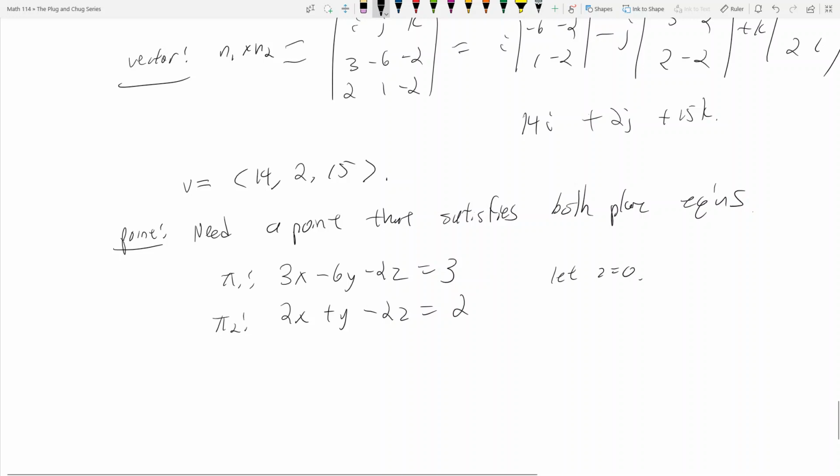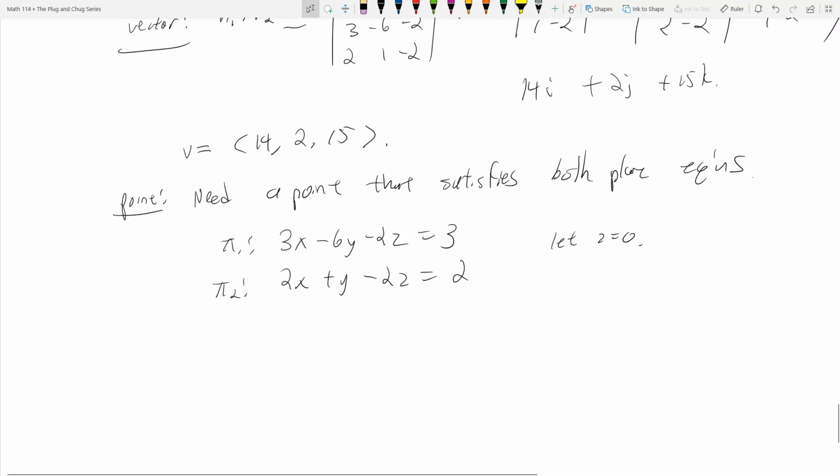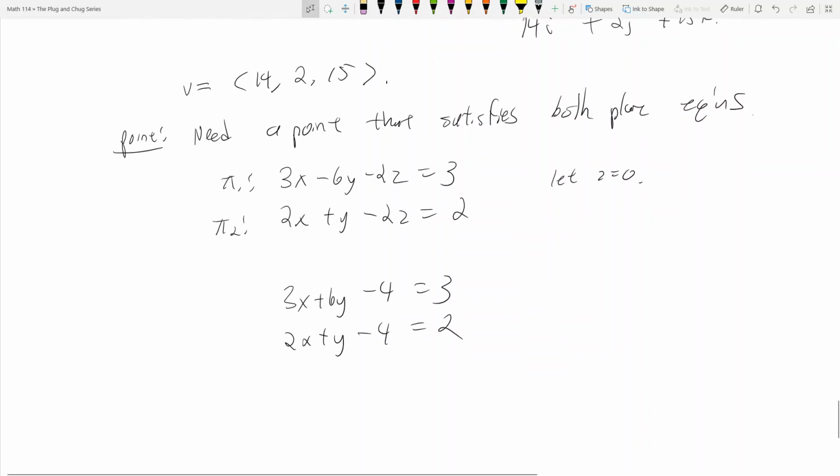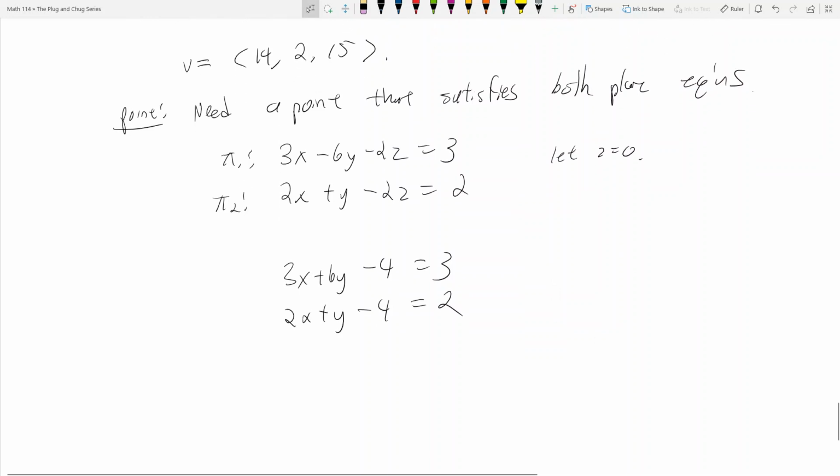So let z equals 0. You can let y equals 0, you can let x equals 0, right? As long as these guys aren't 0, then you have to be very careful. And then what do you get? So now I have 3x plus 6y minus 4 is equal to 3. And I got 2x plus y minus 4 is equal to 2. All right, so now I got two equations and two unknowns. We can solve this.